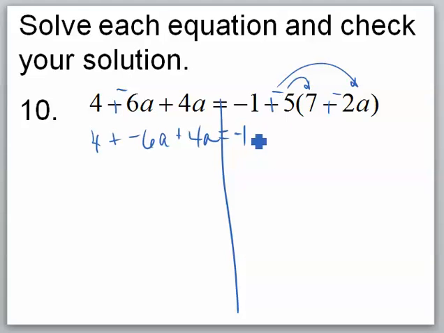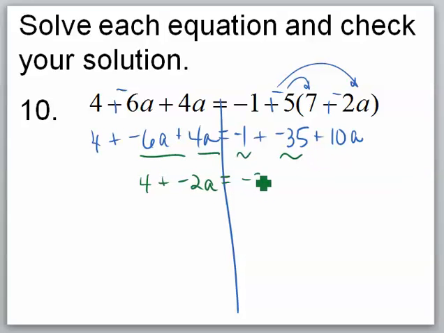So I end up getting a -5 times a 7, which is a -35. And -5 times a -2, which is a positive 10a. Now at this point in time, I've got too many a's, too many numbers, so we're going to have to combine like terms. On the left-hand side, I can combine those two terms, which gives me 4 plus -2a. On the right-hand side, I can combine the -1 and -35, which gives you -36 plus 10a.